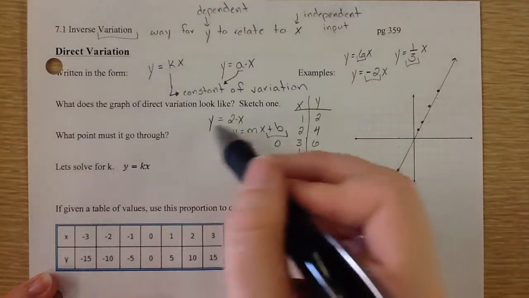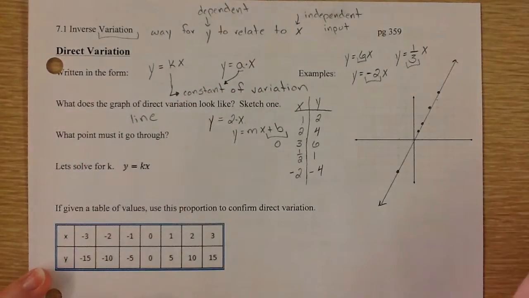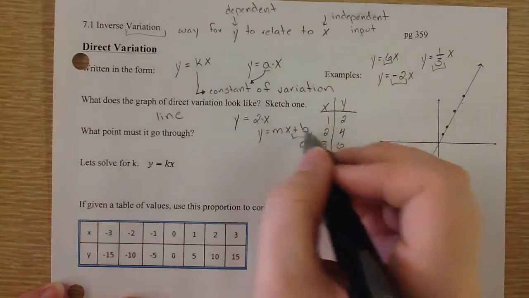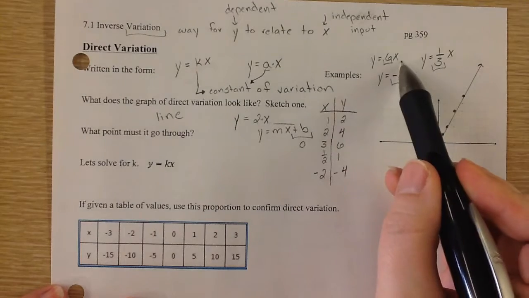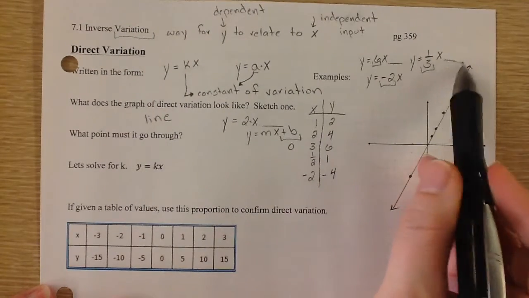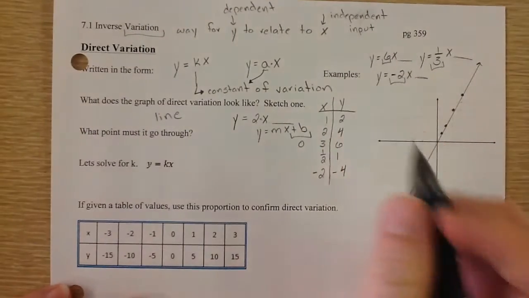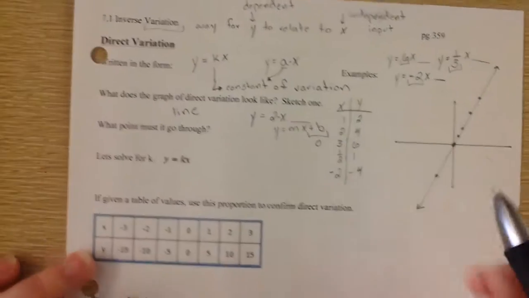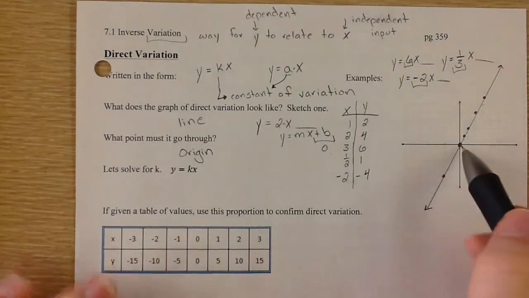Okay, so what does the graph of direct variation look like? Well, it looks like a line. And what point must it go through? If you notice, there's never any plus b on the end. In a direct variation, there's no plus b, which tells me that my b is 0, which tells me that its y-intercept is 0. So it must go through the origin where x and y are both 0.